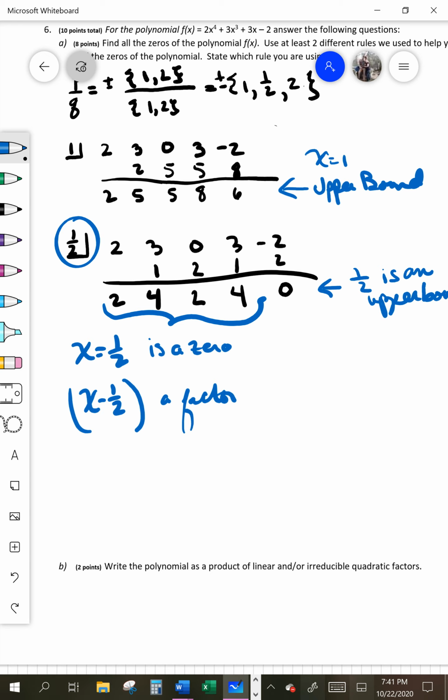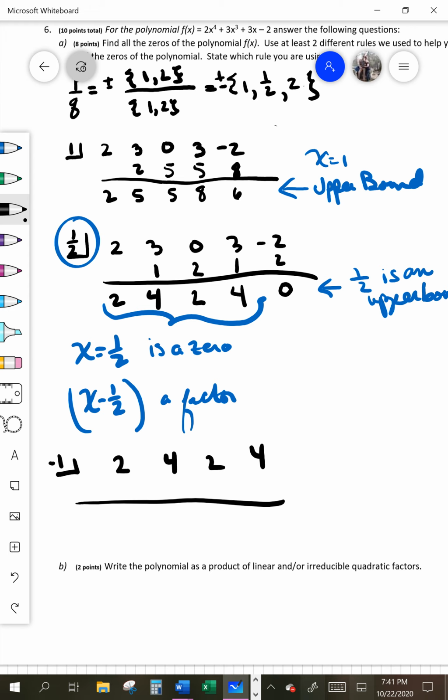factor. Recall that we can go one degree less. We started with a fourth power, so this is going to be a cubic. And so we have 2, 4, 2, 4. And what we found here, that gets us a 0, that will be a quadratic. And so let's try -1.